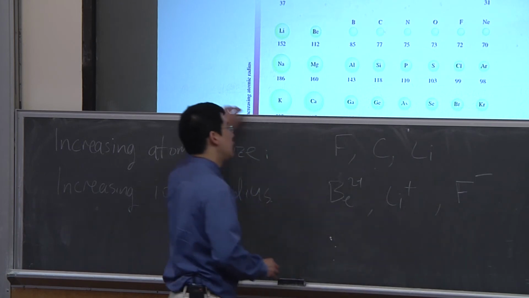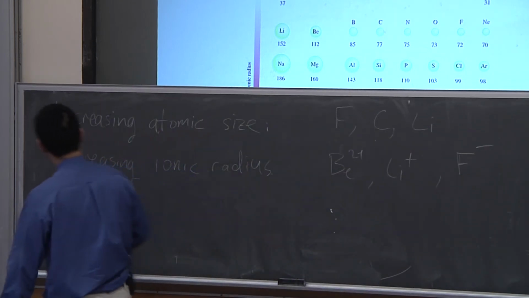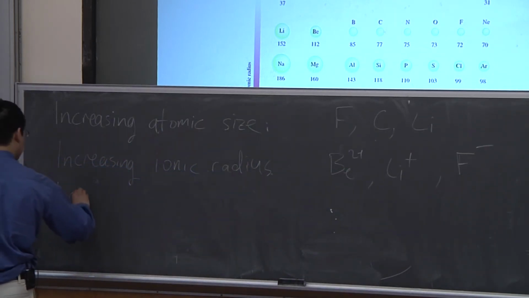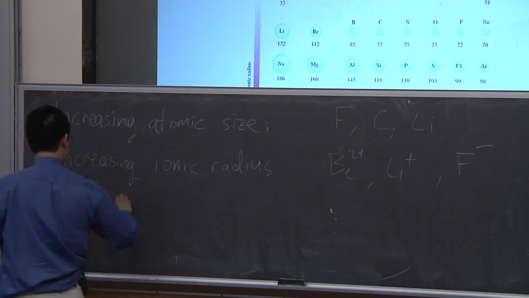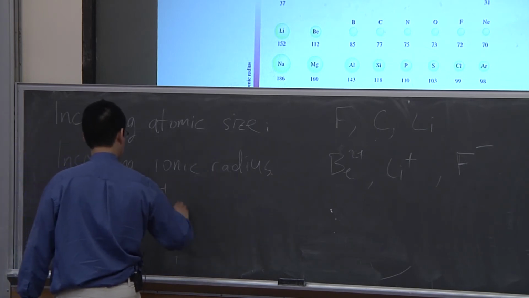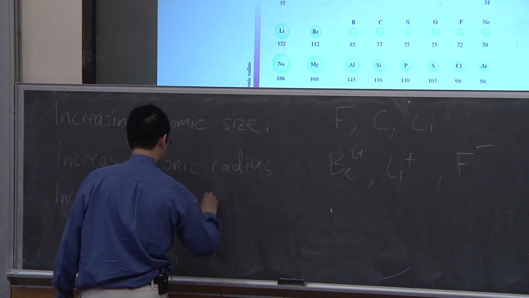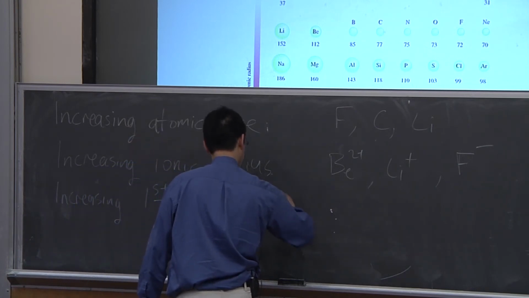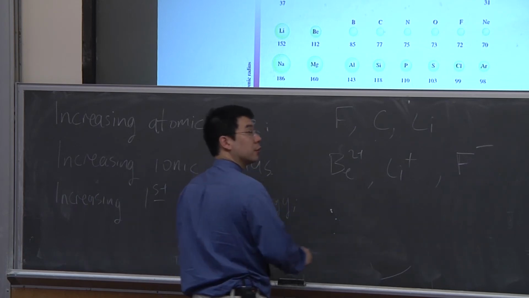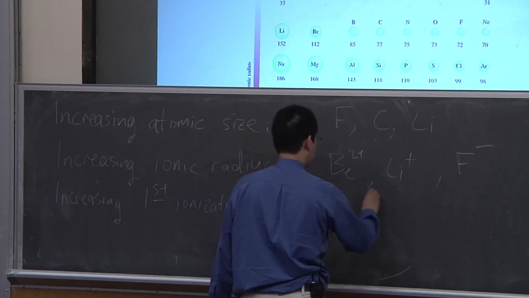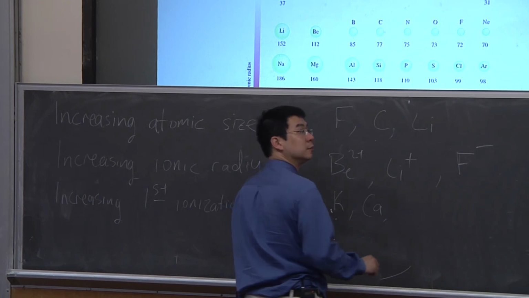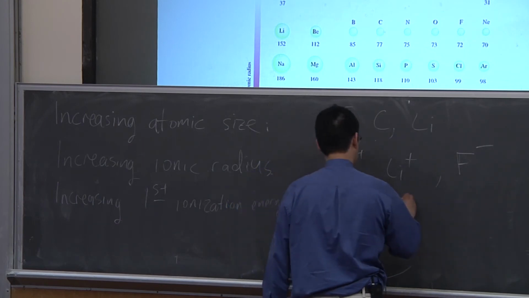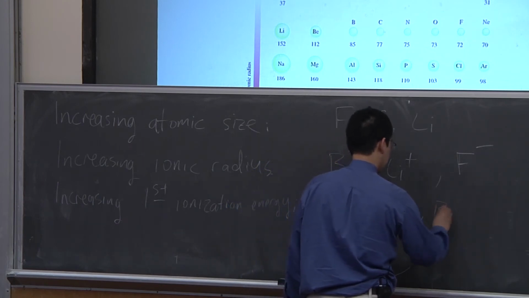Okay, so let's say increasing first ionization energy, let's say K, Ca, Se, Br.